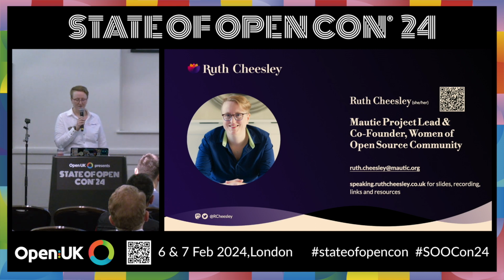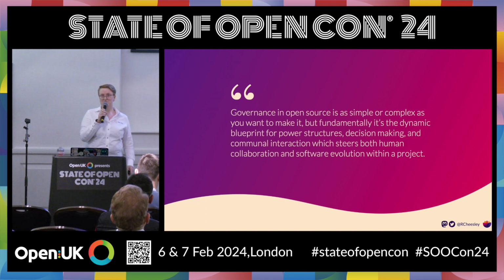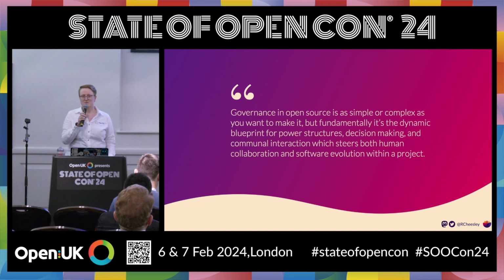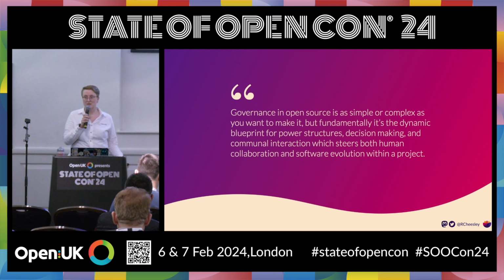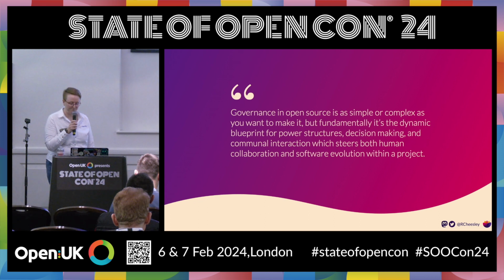So, governance. There wasn't really a governance in open source definition that was easily accessible. So for me, what it comes down to, it can be as simple or as complex as you want to make it. It can be just 2 lines on a piece of paper or a really big document. But ultimately, it's a blueprint for the power structures in your community, how the decision-making works, how people interact in the community. Ultimately, we're looking at how we steer human collaboration and software evolution within your projects.